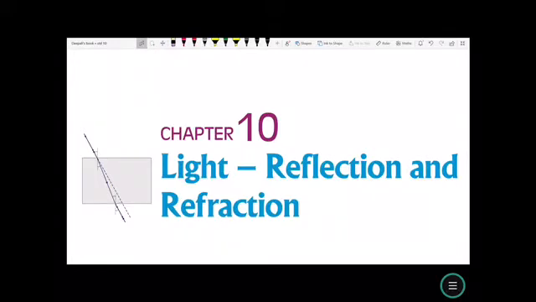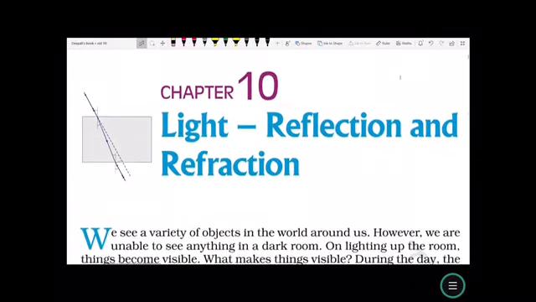e-physics class presented by Fatima Convent High School, myself Dipali. Chapter 10, Light, Reflection and Refraction. Class 10.